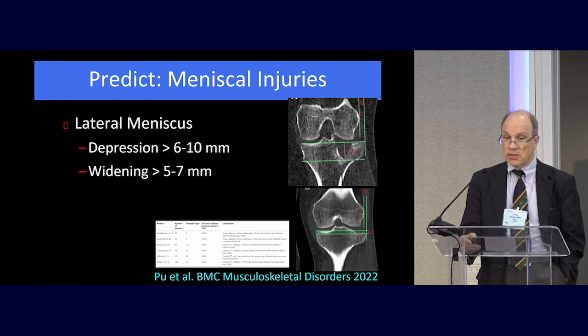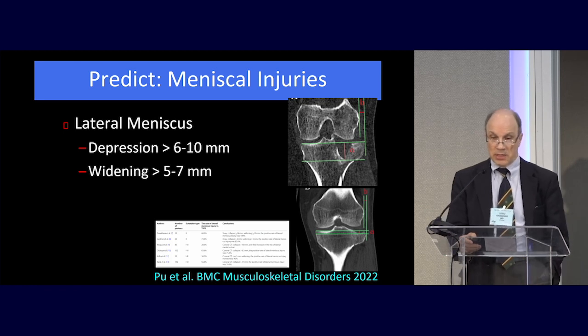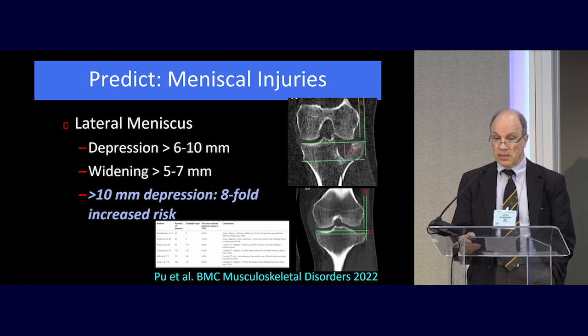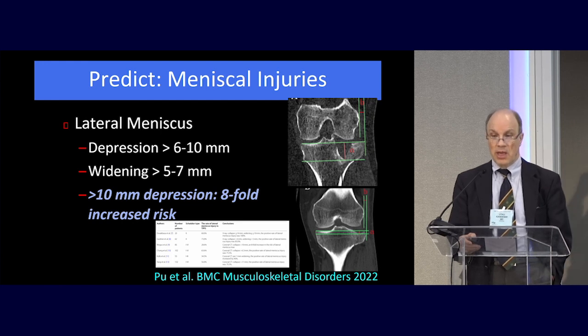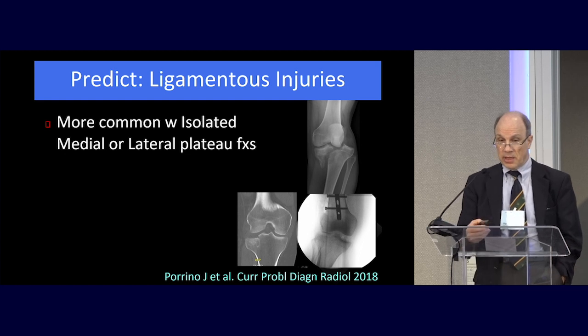Depression of more than 6 to 10 millimeters and widening of more than 5 to 7 millimeters is associated with a higher risk of a lateral meniscal injury. If the depression is more than 10 millimeters, it's like an 8-fold increased risk. So with more than 10 millimeters of depression, there's a good chance that you're going to see a lateral meniscus injury on your exposure. The good thing is, we're going to be taking care of them.